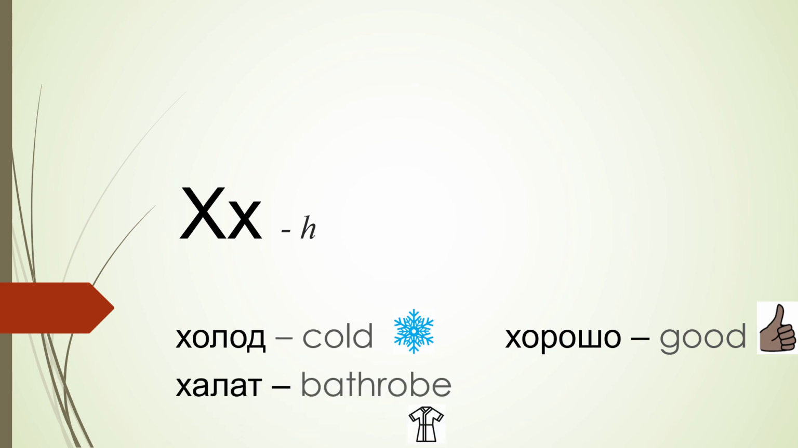Next word is халат, which means bathrobe. Халат. And your last example, ухо, which means ear. It has that ha sound in the middle. Ухо.